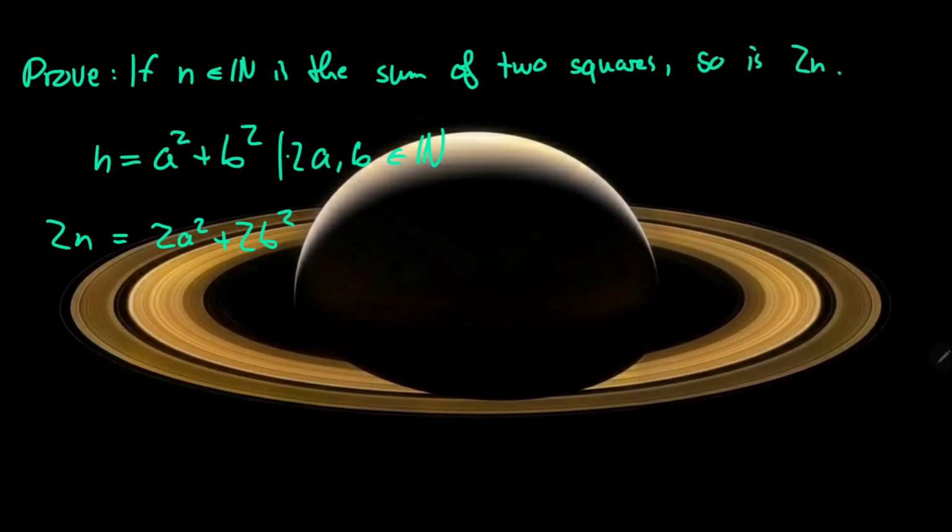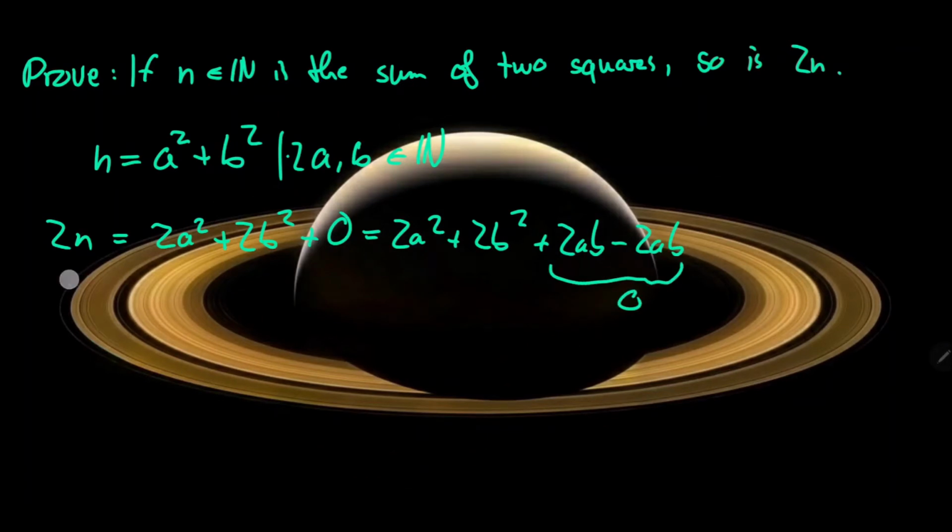And now we'll apply a very useful trick, namely we'll just add 0. But we can further rewrite this as 2a squared plus 2b squared plus 2ab minus 2ab, because that's still 0. And of course, the left-hand side of our equation doesn't change at all.